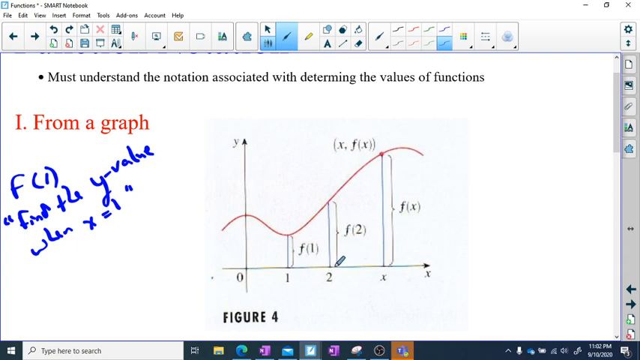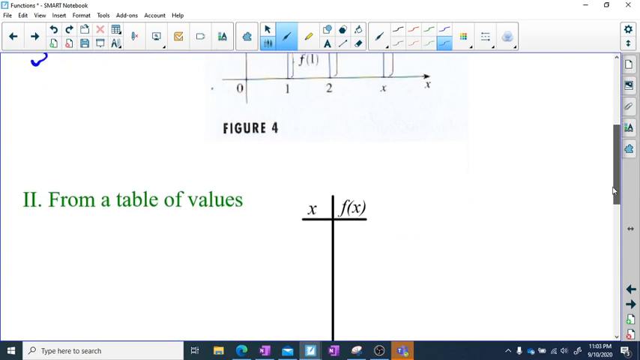F of 2, what is the y value when the x value is 2? F of x, what is the y value, or what they call the f of x value? That's why they'll say f of x and the letter y are essentially interchangeable. It's the y value at a particular x value, referred to as function notation. So if I look at some examples of this, and you did do this in Nerf 10.